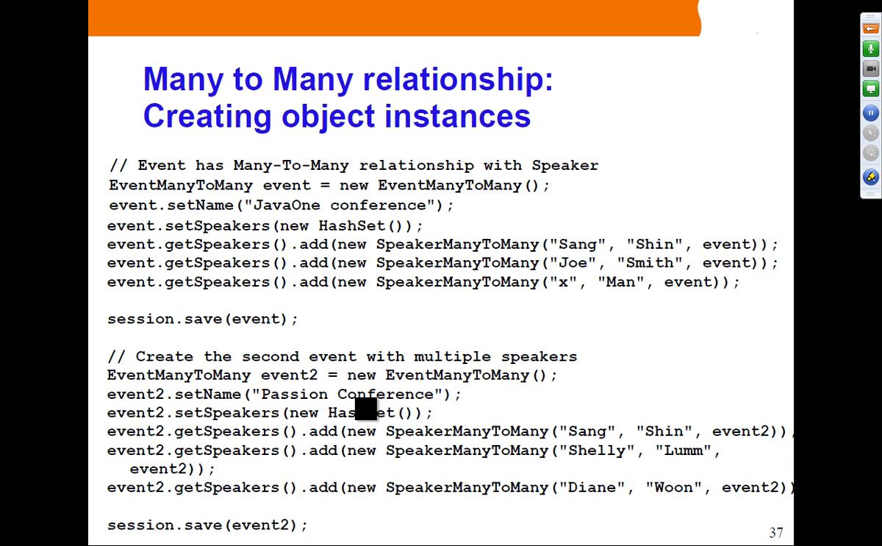In terms of building up the objects, here we create the event first, and then we set the name of the event, Java 1 Conference. In terms of speakers, we use a hash set, and we add 3 speakers to that event. This is the first event. The second event is called the Passion Conference. In this case, Sang is also speaking in Passion Conference. So Sang is speaking in Java 1 Conference and Passion Conference, but Shirley and Diane are speaking only in the second conference.